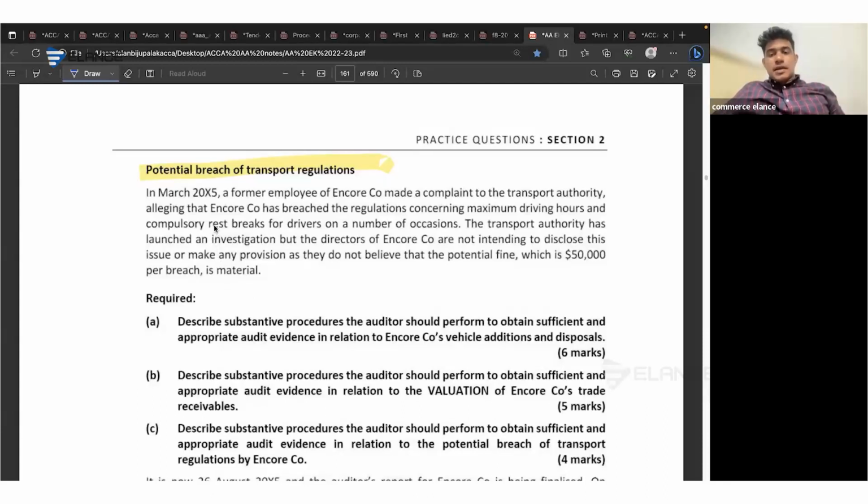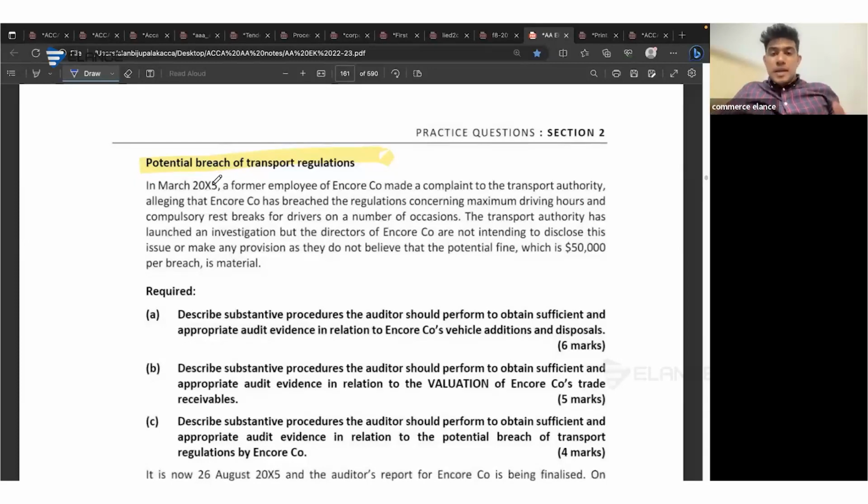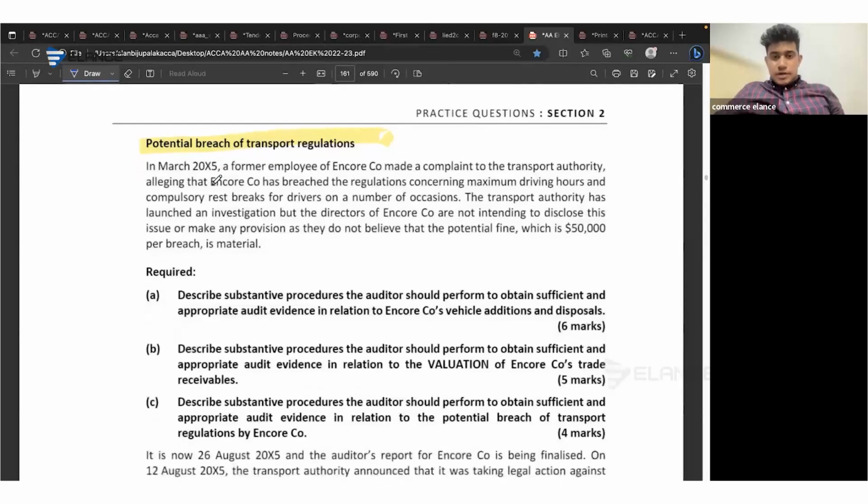They have told us that Encore have violated some of the transport regulations, due to which they are required to pay an amount of fine, which is 50,000 per breach. But they have not made any disclosure in the financial statements because they are stating that this will not affect the current year financials.